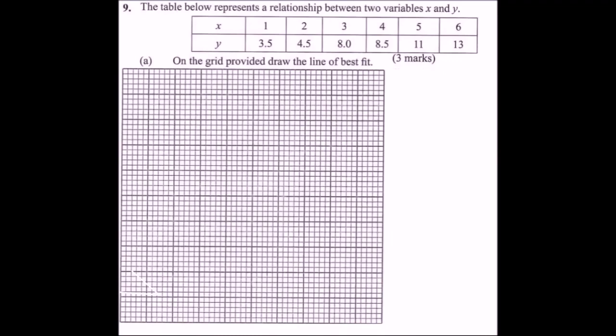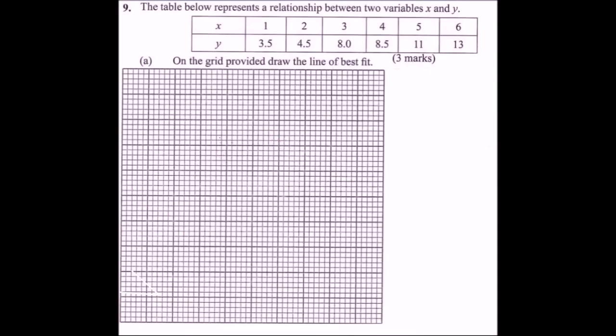So this is question number 9, that is 2018 Maths paper 2, whereby we are told the table below represents a relationship between 2 variables, x and y. So we have the table there. When x is 1, y is 3.5. When x is 2, y is 4.5, on and on until when x is 6, y is 13. On the grid provided, draw the line of best fit.